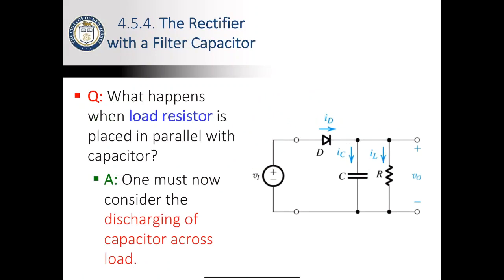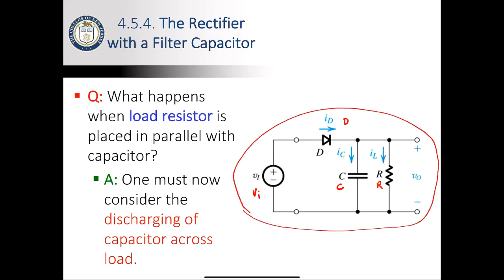So now let's look at a version of this problem that's one degree more difficult, where we have our source, we have our diode, we have our cap, and now we are adding our load resistor. And we want to analyze how this circuit will work.